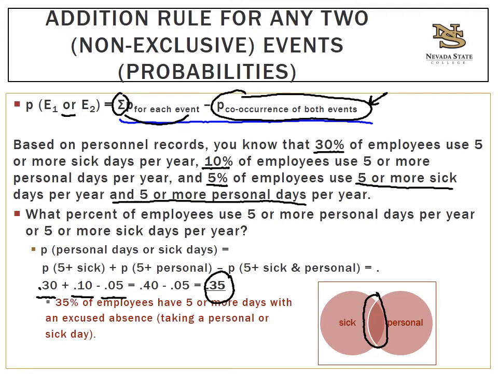You'll see that right there, right? So I'm just lumping personal or sick day into excused absence. So again, sum the probabilities for each individual event and then subtract the probability that those things co-occur.